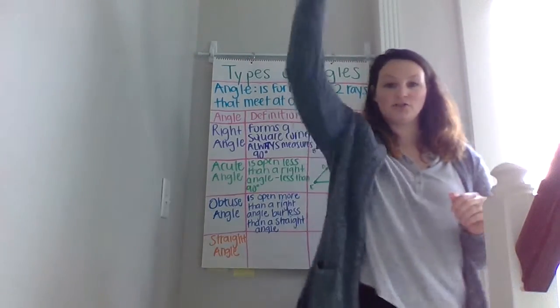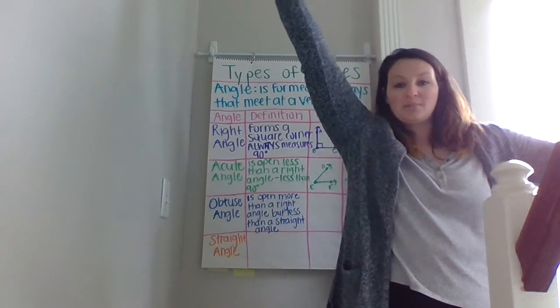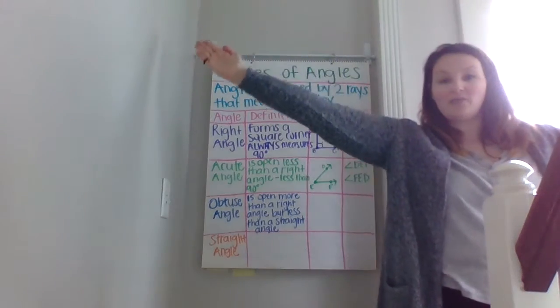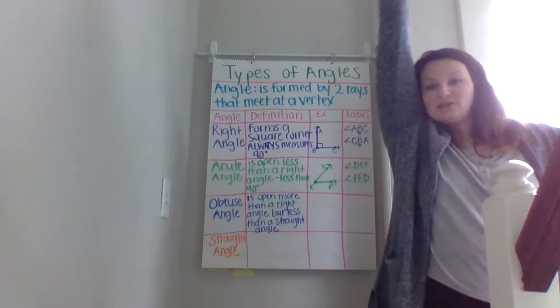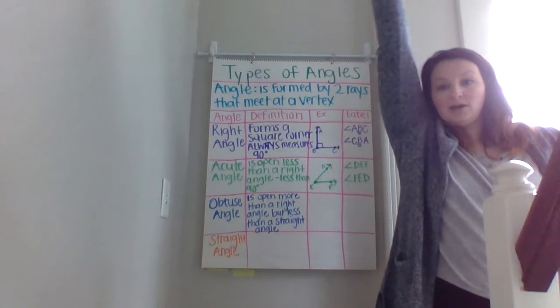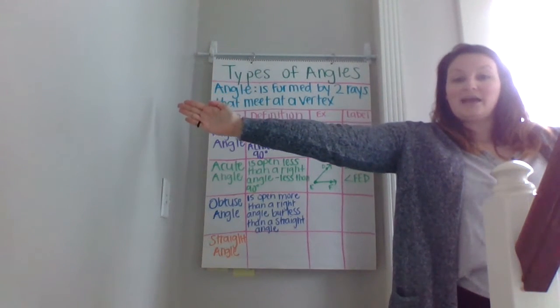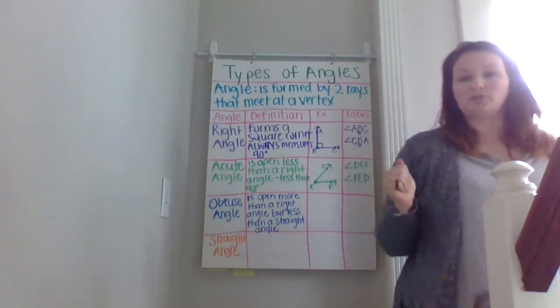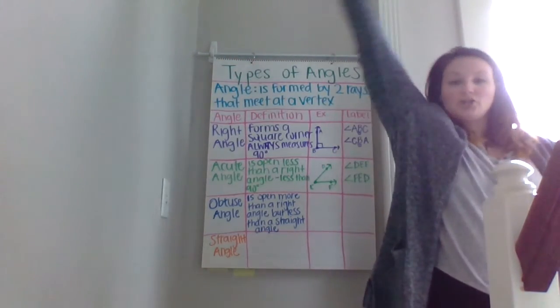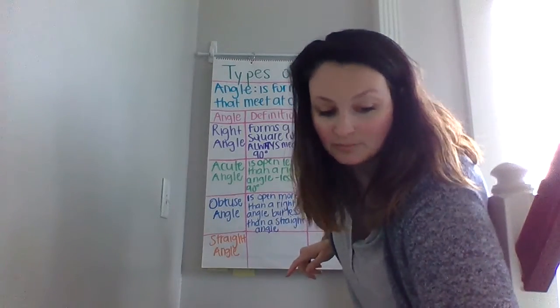So let's do our body motion. Let's start with our right angle. Straight up, straight out. Now, if we're going more than, I'm going to move my arm out this way. So here's a right angle. An obtuse angle is anywhere from here all the way out, but less than a straight angle. So it is larger than my right angle. So let's draw an example.